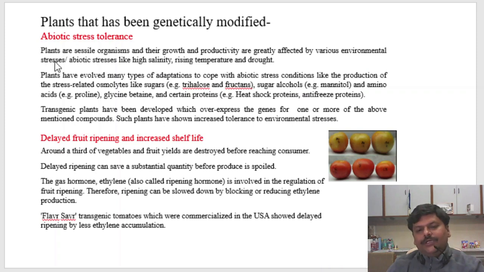Another use of genetic engineering is making plants which are tolerant to abiotic stresses. Plants are sessile organisms. They cannot move from one place to another, and if a plant starts growing in a particular place, it basically completes its life cycle in that place only. It could be a few weeks, a few months, or many years, but they remain at the same place.